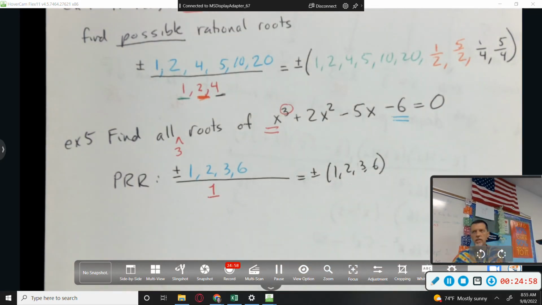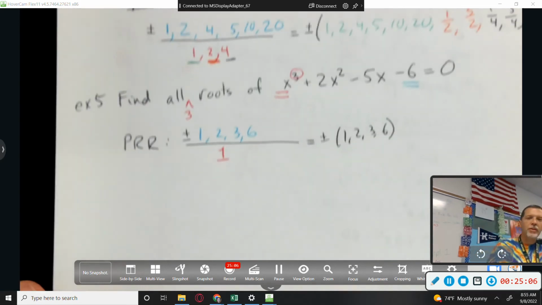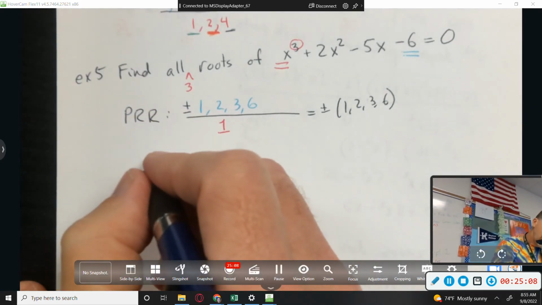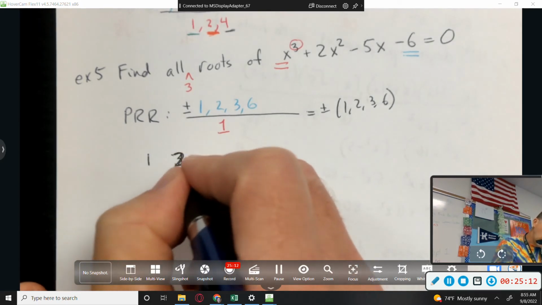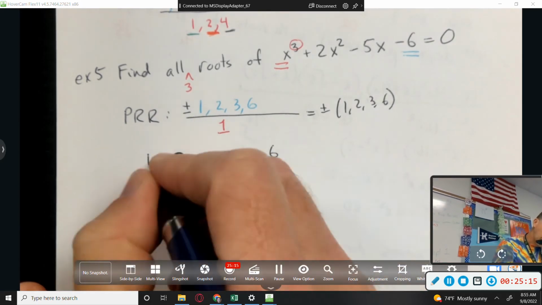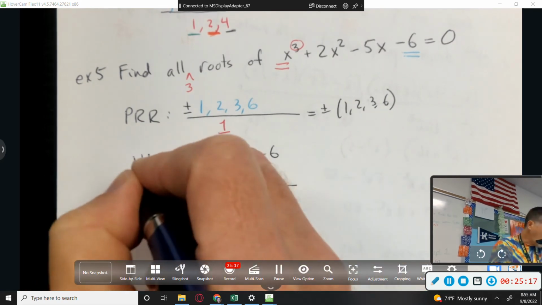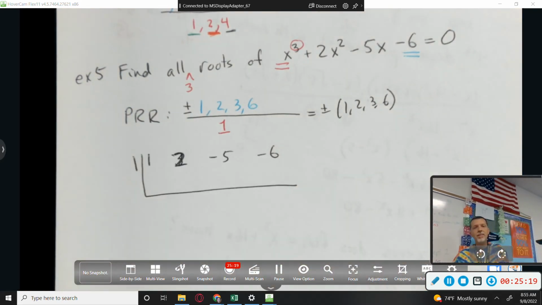So there's 3 right answers. I've got 8 guesses to pick from, so I guess in theory I could still guess wrong 5 times before hitting one. 1, 2, 3, 6, plus or minus. Let's just start with 1 and see if it works. When I say it works, how will I know if it works? What am I looking for?